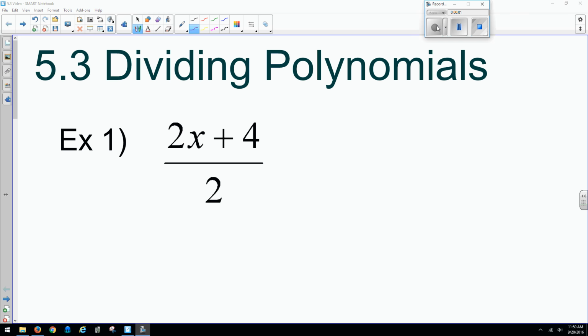Today we're talking about dividing polynomials, and as you can see right here, I have a binomial in the numerator, a monomial in the denominator. So the procedure for this is I'm just going to take each term in the numerator and divide it by the term in the denominator. So I'm going to have 2x over 2 plus 4 over 2. And then I'm just going to simplify each one. So this just becomes x, this becomes 2. So we're left with x plus 2.